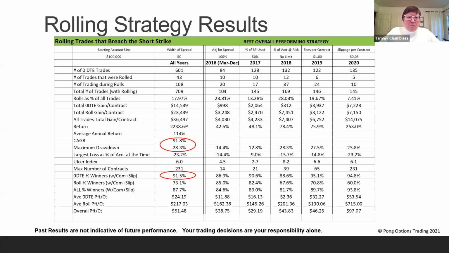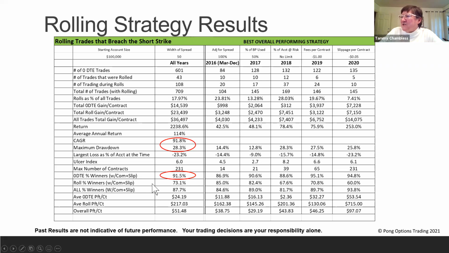And then notice the win rate here for 0 DTE winners down toward the bottom of the chart is 90%. So based on our average delta 9, that makes a lot of sense: we're having 91% winners and touching the strike about 9% of the time. Now, that also can vary by year. So that is just the 0 DTE component. And then there's rolling components as well.